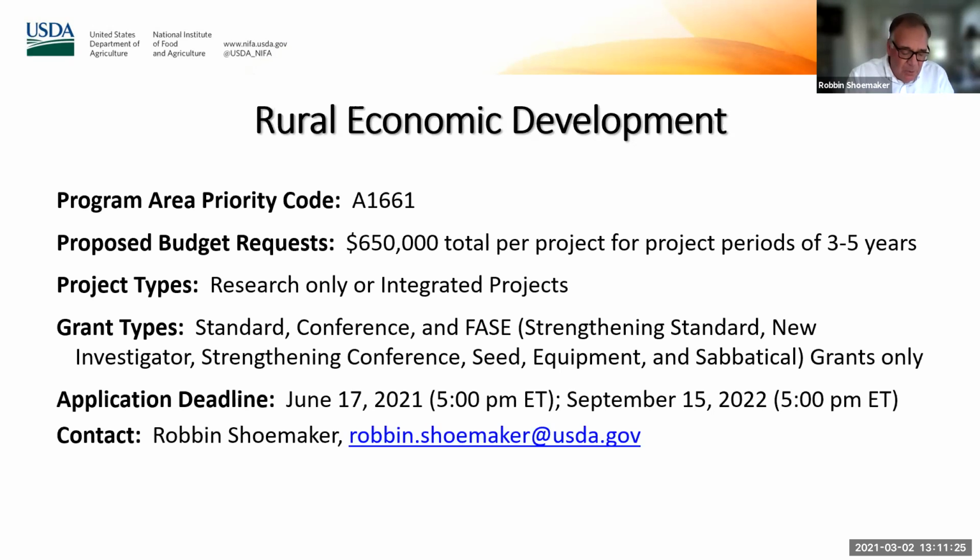So the next program is the Rural Economic Development Program. Again, this is a 1661, $650,000 for 3 to 5 year projects. And this one also invites research only or integrated projects. Actually, there was a time when we only had integrated projects, and we found we were missing some good research ideas in this area, because they were forced to add in an extension component, which may not be appropriate for the type of research they wanted to undertake. So now we've expanded so both are available. Again, this also invites standard conference phase grants and the like. The due dates are coming up June 17th for this year and September 15th next year. And again, I'm the contact for that one.